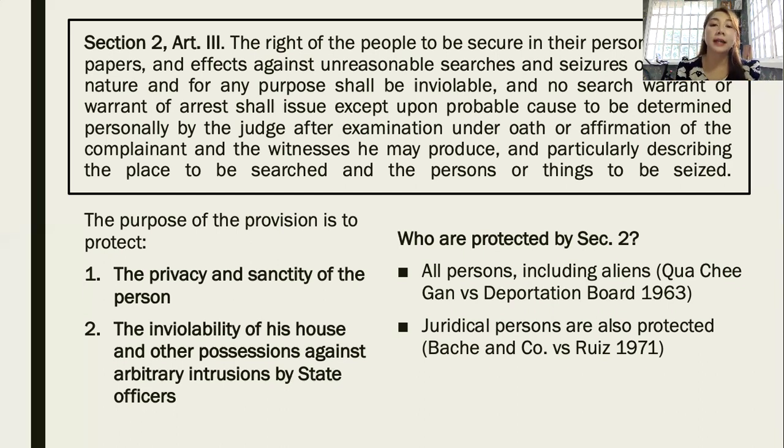So who can invoke the right against unreasonable searches and seizures? So yung right na to is personal. It may only be invoked by the person whose right is invaded. Can the right against unreasonable searches and seizures be waived? Yes. The right may be waived expressly or impliedly. Any objection to the legality of the search warrant and the admissibility of the evidence obtained thereby was deemed waived when no objection was raised by the appellant during trial. For sure, the right to be secured from unreasonable searches and seizures, like any other right, can be waived, and the waiver may be expressly made or impliedly made.